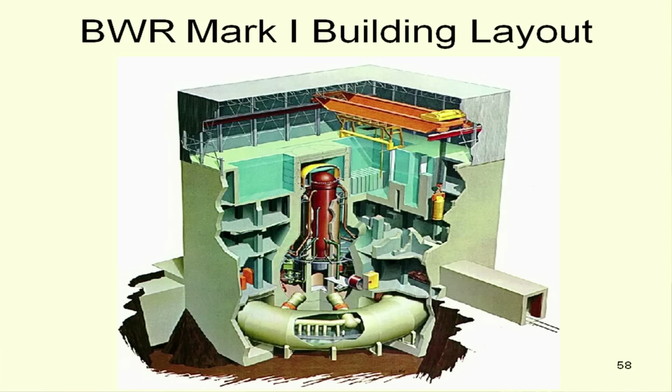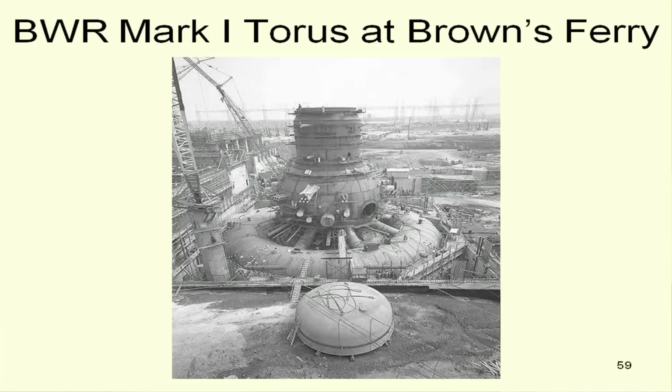And there's a gate from this area over here that can be open or closed. And normally during refueling, you flood it up to the floor level here, and then you open the gate, and you take assemblies out and put them here. And the fresh fuel is stored over here, and you move it back in, and then reverse the process. So those are what I think are significant differences on the BWRs. Now, this is Browns Ferry, a picture of the torus, the vessel head, and the reactor pressure vessel. Doesn't have the containment built yet.